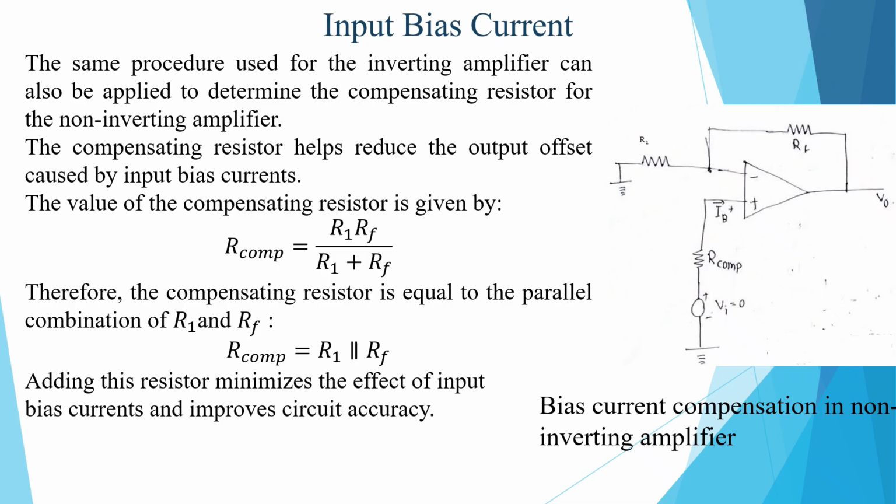The compensating resistor technique used in the inverting amplifier can also be applied in the non-inverting amplifier configuration. The non-inverting amplifier configuration is shown in this slide. The purpose of compensating resistor is to balance the voltage drops produced by the input bias currents at both the terminals. So, if we apply the same concept here, we can get the R-comp as R1 RF by R1 plus RF, which is equal to R1 parallel RF.